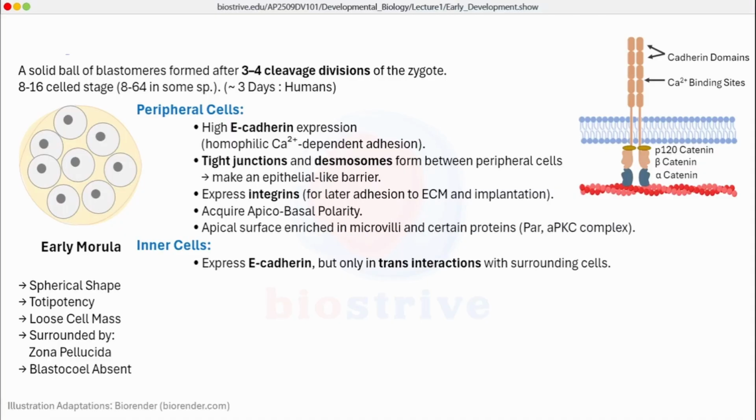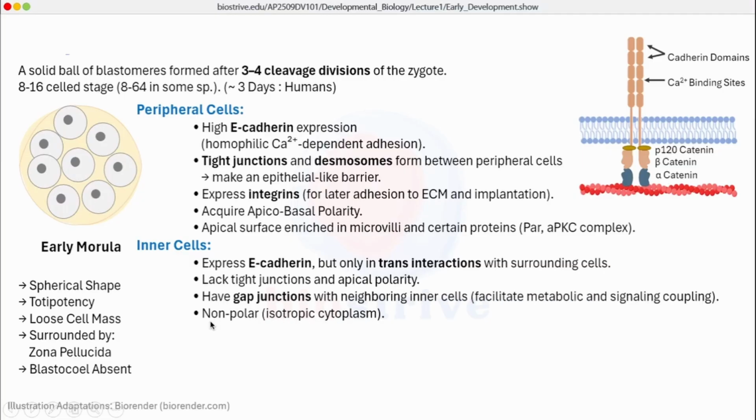In case of inner cell mass, there will be expression of cadherins, but the interactions will be trans interactions. In case of peripheral cells, there were tight junctions, but in case of inner cell mass, there will be no such tight junctions. Instead, there will be gap junctions in case of inner cell mass. The cells of the inner cell mass will not acquire any apicobasal polarity.